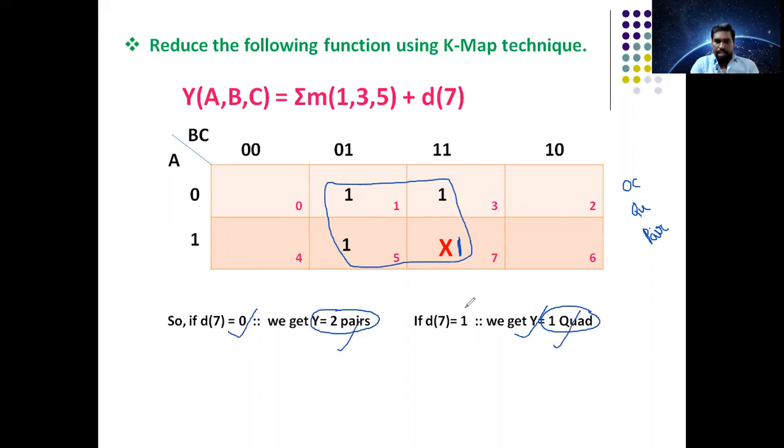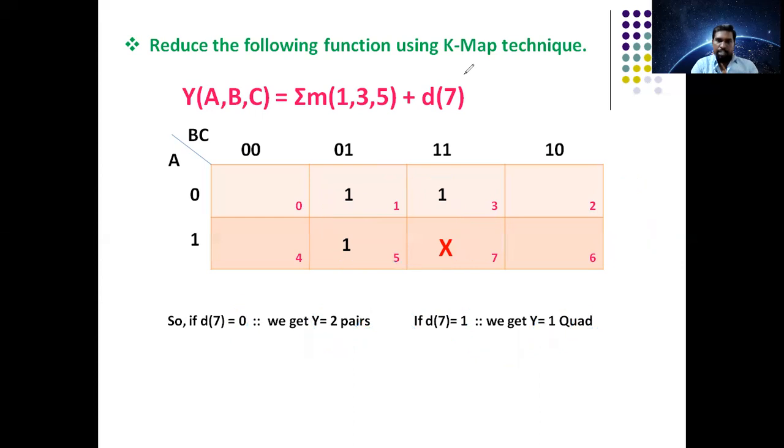That's why I can prefer d of 7 is equal to 1. Therefore, I will get a minimized expression rather than substituting 0. Okay, how can I conclude the statement here? If I substitute d of 7 is equal to 0, then I will get 2 pairs in my answer. In the same condition, if I substitute 1 in d of 7, I will get 1 quad as my answer. Therefore, 1 quad is always better than 2 pairs. So I will prefer d of 7 is equal to 1 rather than d of 7 is equal to 0. Like that, you need to mention the explanation there.